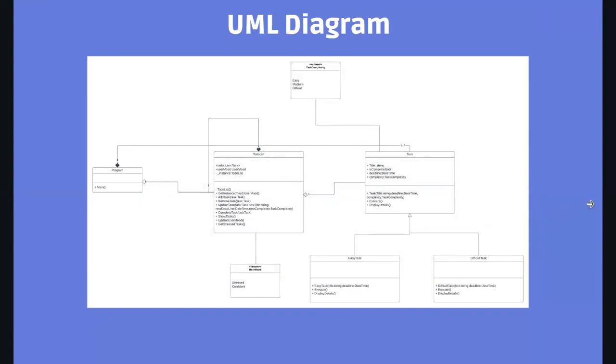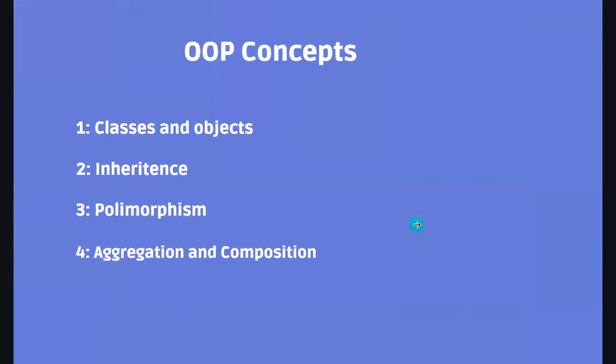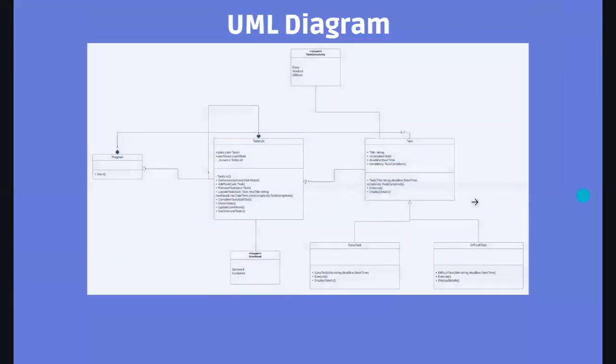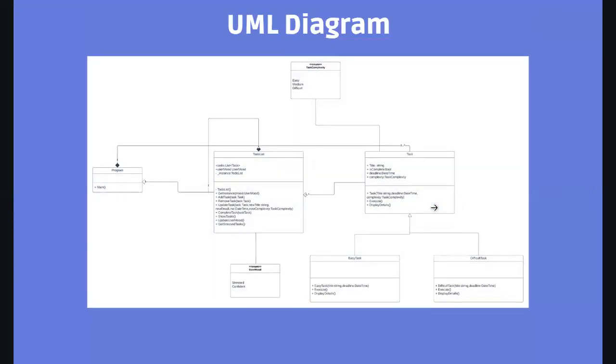Now let's discuss the concepts which are being used: classes and objects, inheritance, polymorphism, and aggregation and composition. I will explain in detail using the UML diagram. Aggregation refers to a relationship where one class contains another class as a part, and allows for the existence of contained classes independently. In ITAMS, the to-do list class contains a list of tasks.